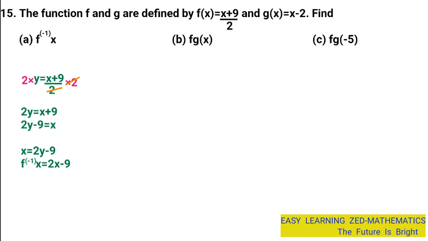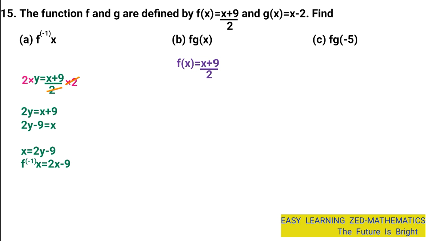So the inverse of f of x is 2x minus 9. Now let's go to question B, fg of x. What I'm going to do is write the same expression given in the statement. f of x is equal to (x plus 9) over 2. I want you to pay attention to that, that is the formula given in the statement. So I'm going to change the color so that you don't get confused.